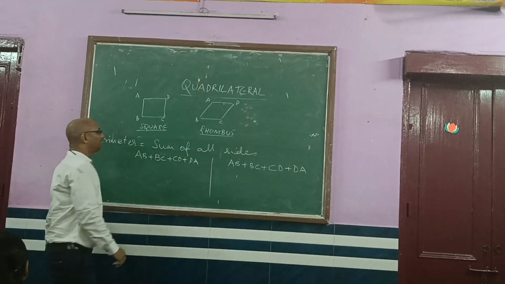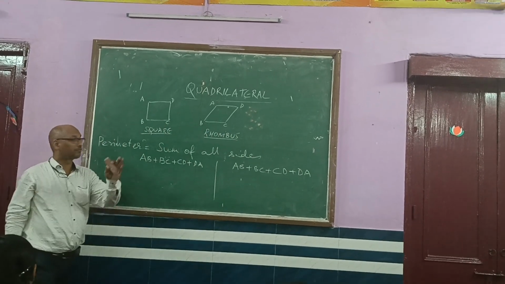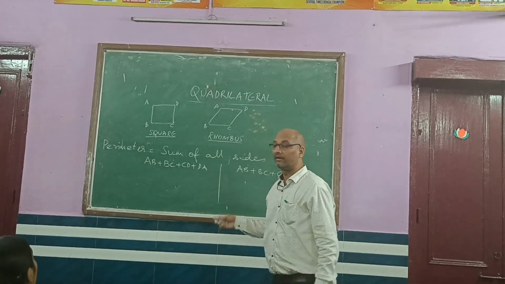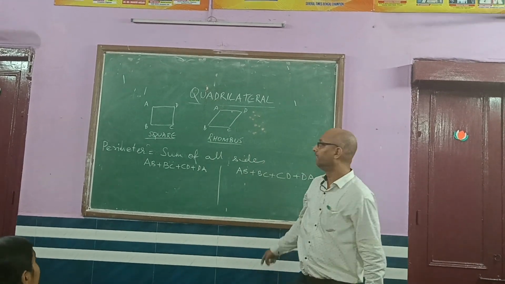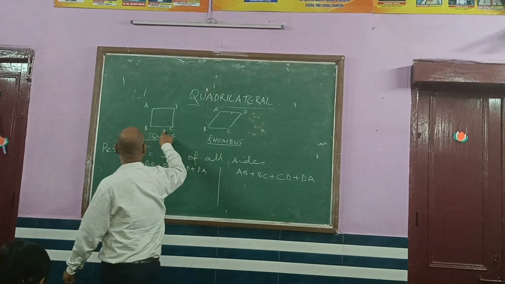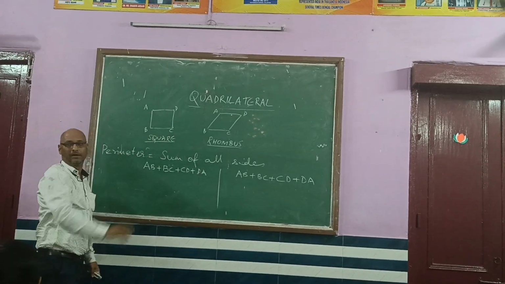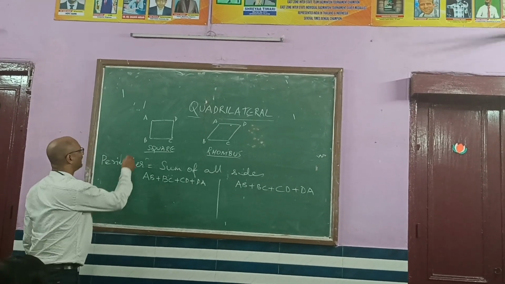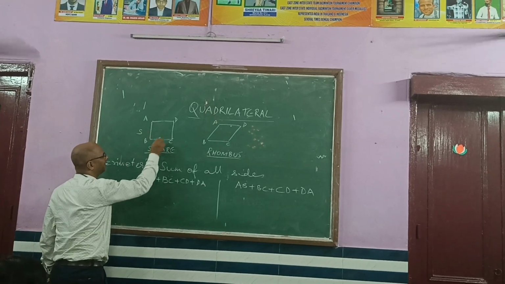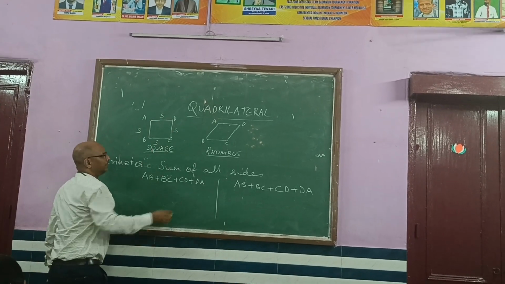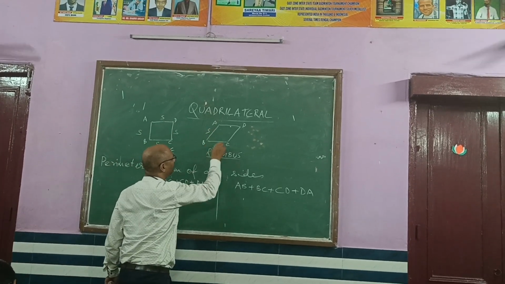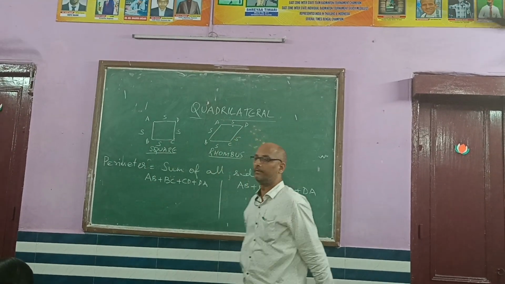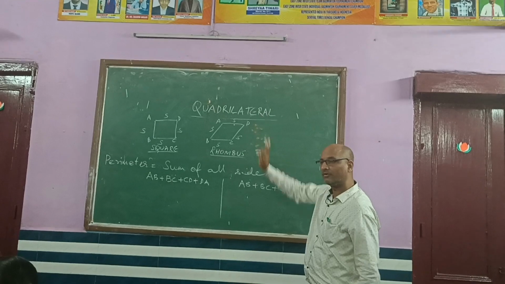What is the definition of square and rhombus? Square and rhombus are quadrilaterals whose all sides are equal. That means this side is equal to this side, this side, this side. All of them are equal, so I have to give a common name. I have given S. S means side. I can't give another name; all the names have to be common.